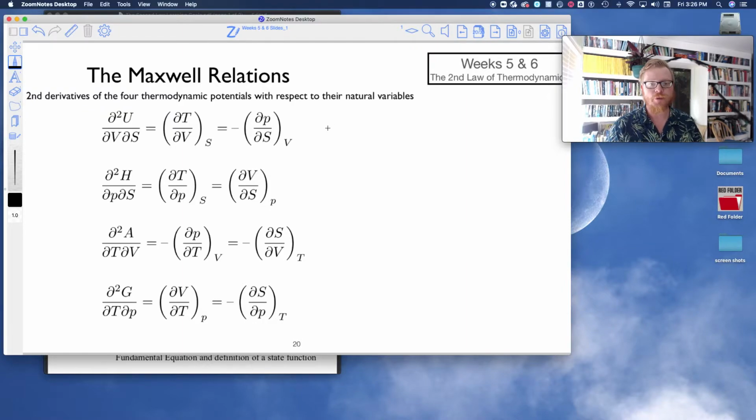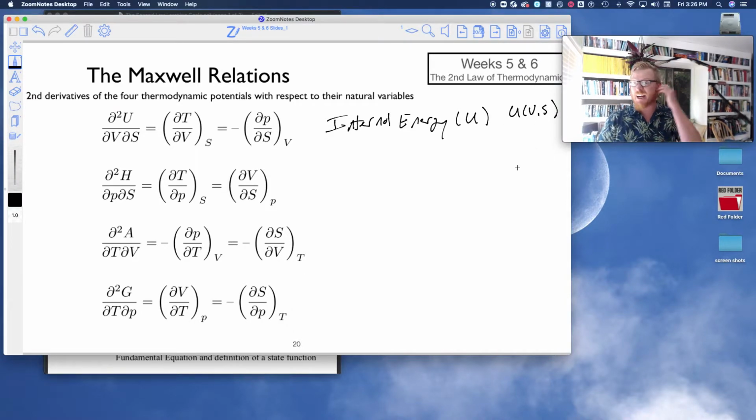are the internal energy, internal energy U. And what we see here, which we didn't know before, what we're learning now, is that the natural variables of internal energy are V and S, volume and entropy. Unexpected. That would be unexpected. Okay.